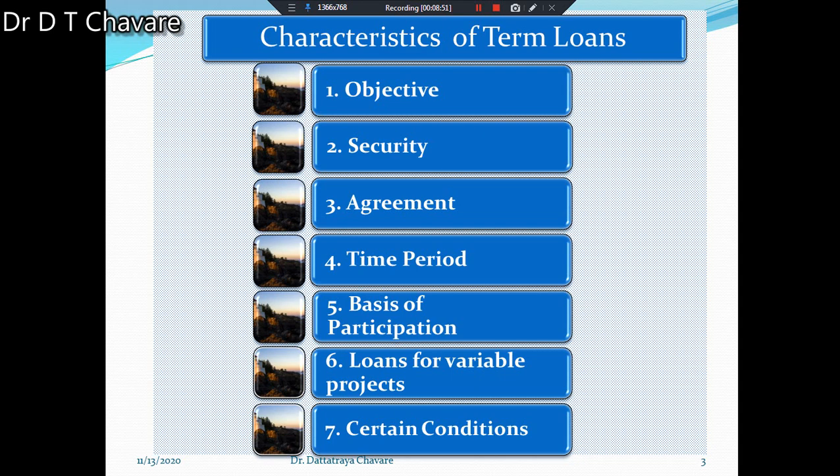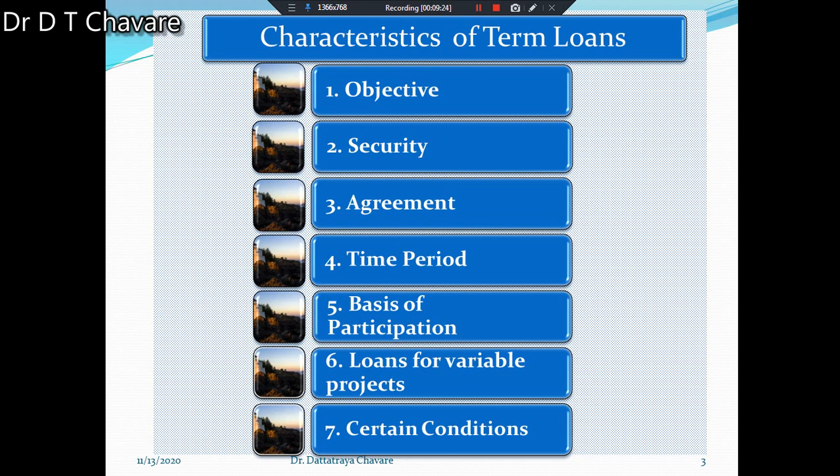Then another condition is also there. The directors will furnish personal guarantee. Try to understand, the directors will furnish personal guarantee for repayment of the loan in case of default by the company. If the company makes any type of default, at that time directors have to give personal guarantee for the repayment of the loan. That is also a condition. These are the conditions.